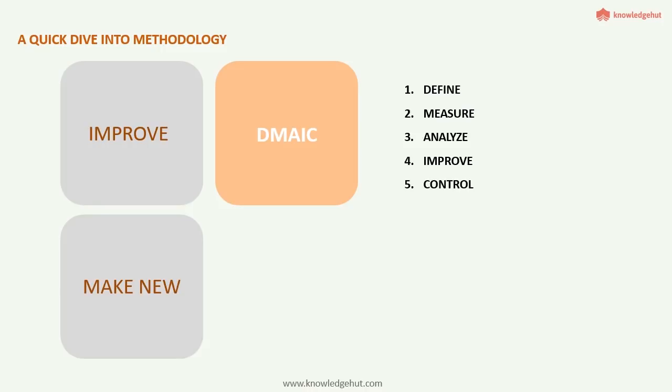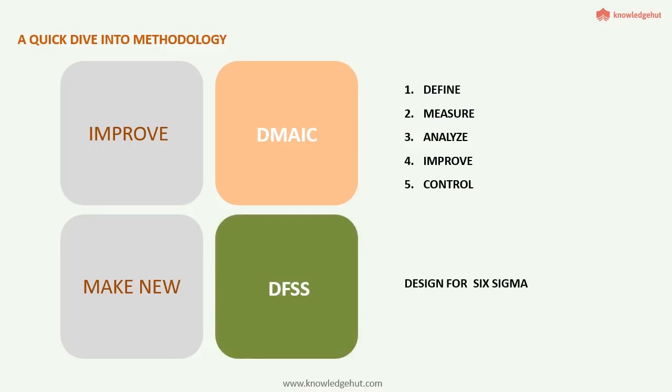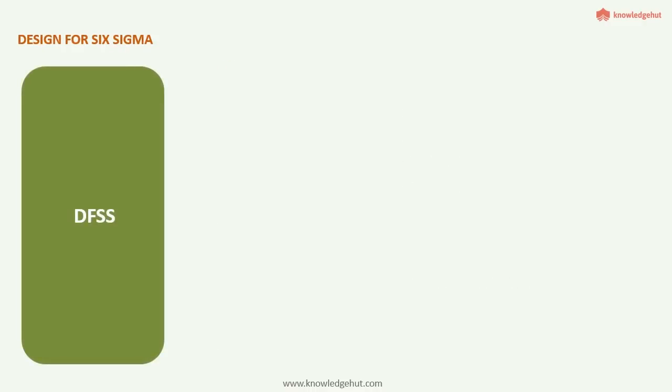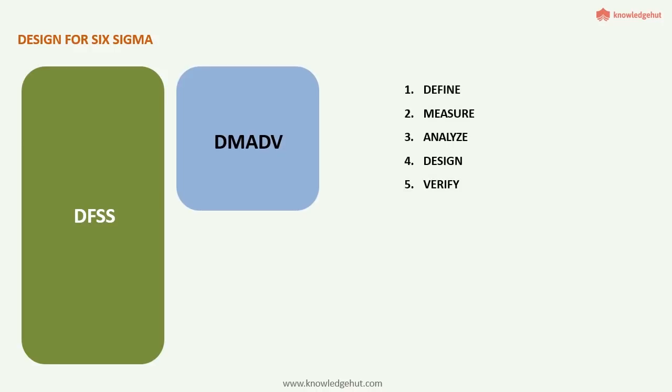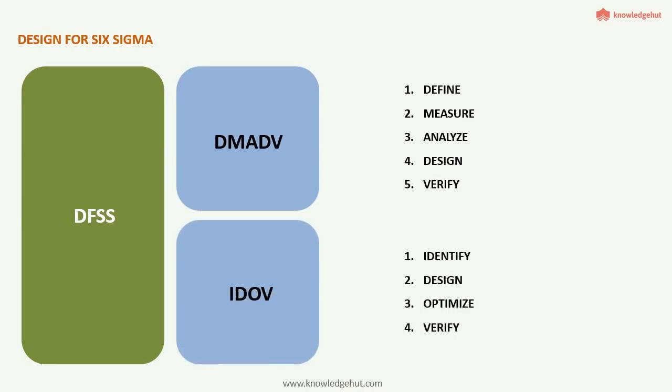For making a new one, we use Design for Six Sigma, which is abbreviated as DFSS. And DFSS has a couple of options which are used. The first one being DMADV, which is also the most widely used, which is the define, measure, analyze, design, and verify. And the other one is IDOV, which stands for identify, design, optimize, and verify. Although I'll not be covering DFSS today except a case study, it is very important for process definition as it uses a structured methodology and data to establish a new process.